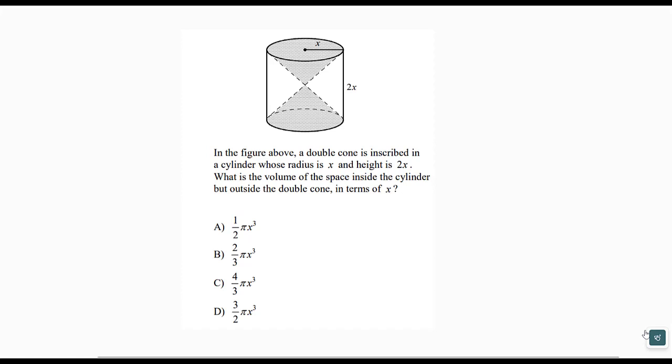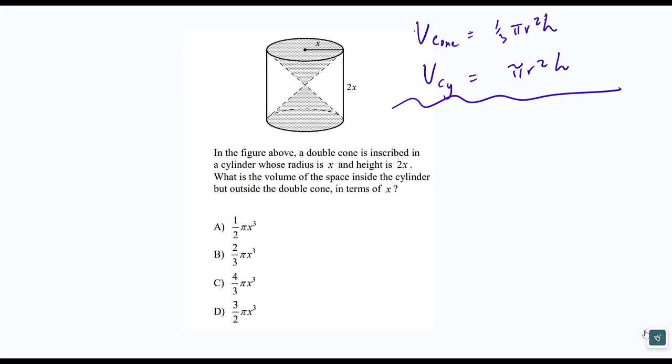So technically we need to find the volume for the cylinder and then subtract the two cones that are inside. Now, firstly, we need the formula. What is the volume of the cone? The volume of the cone, let's call this cone, we know is a third pi r squared times the height. The volume of the cylinder, let me just call it cy, is going to be equal to pi r squared times the height.